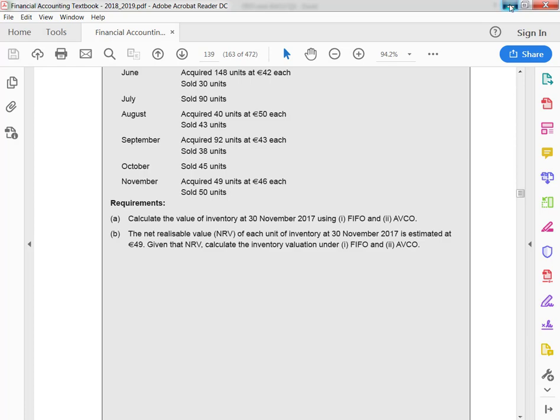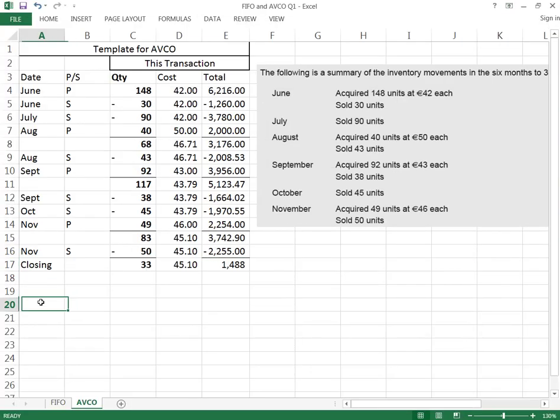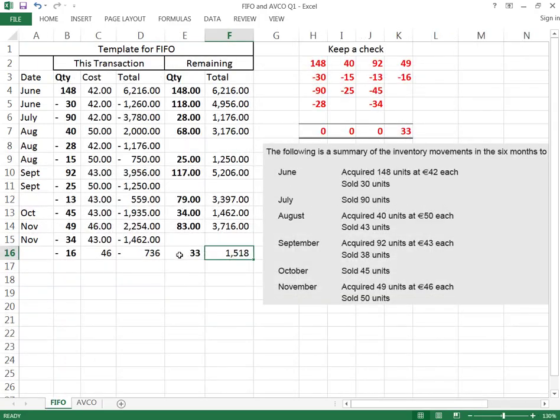Okay, so minimise that for a second. I'm just going to bring in here that the inventory in units is 33 regardless. Okay, so with 33 units left, under FIFO, the value of each unit was 46.